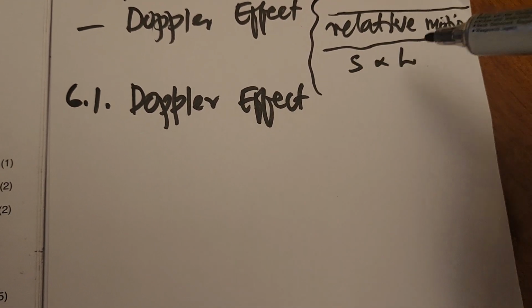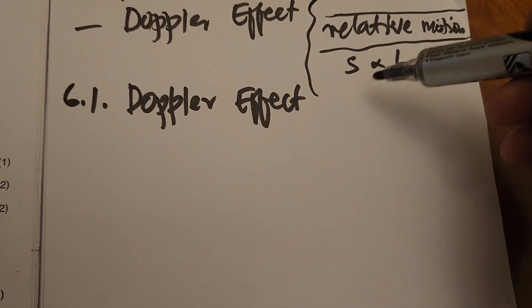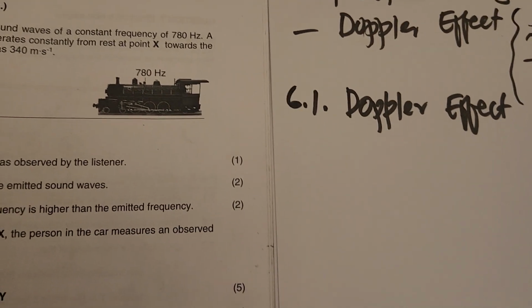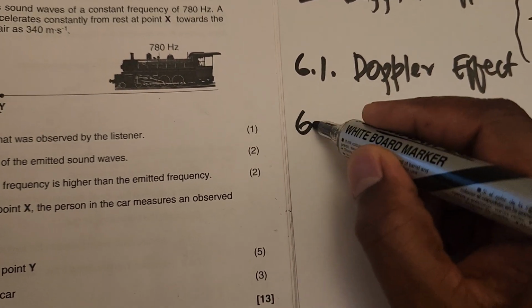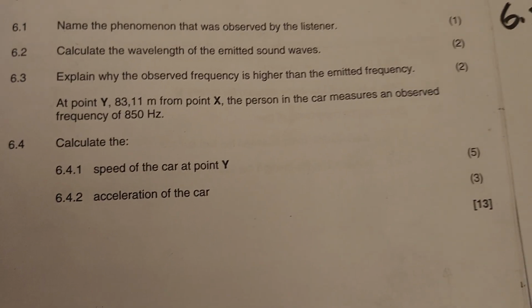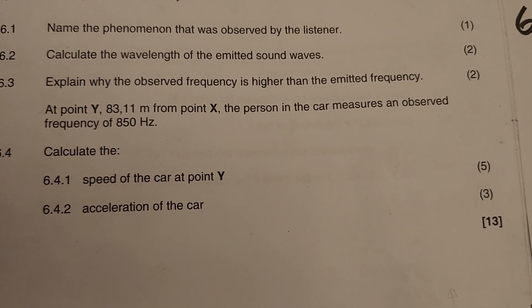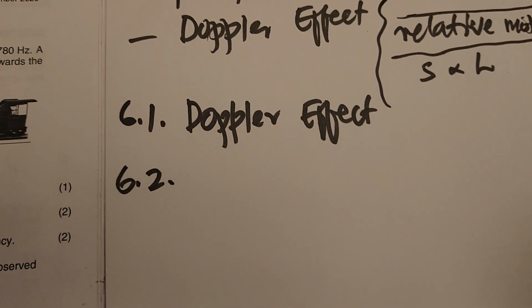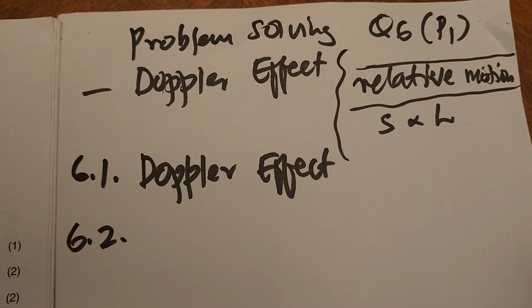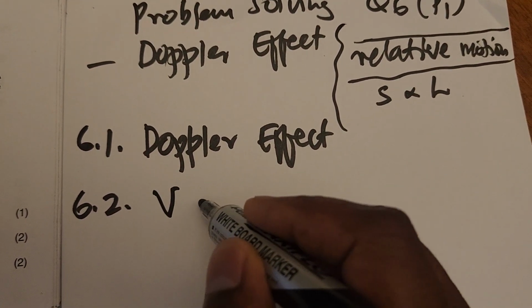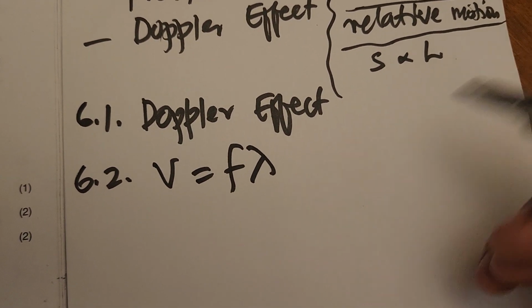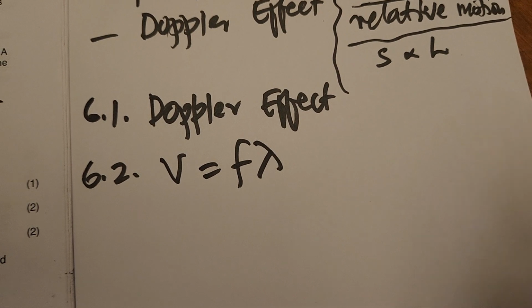So that is the case. As the sound source and the listener move relative to one another, there will be a change in frequency that leads to the Doppler effect. So 6.2, now calculate the wavelength of the emitted sound waves. Remember, I always tell learners that there's only one formula with a wavelength in it. That is the wave equation: speed of sound equals frequency multiplied by lambda.